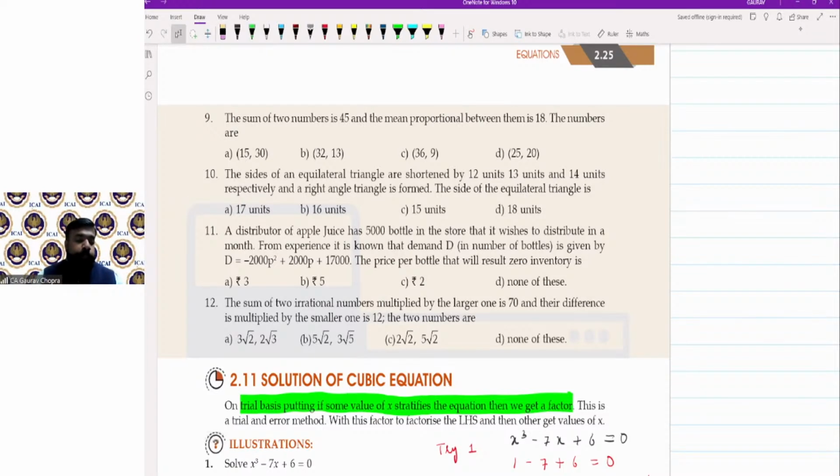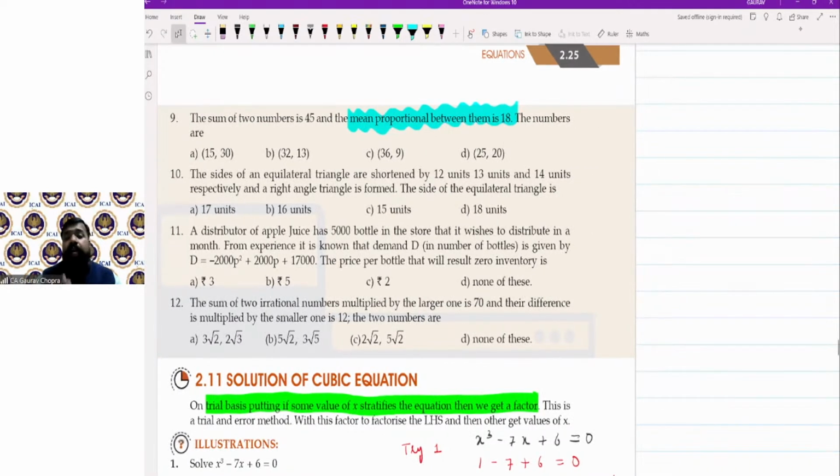Now the ninth one, the sum of two numbers is 45 and the mean proportional between them is 18. Now you have to recall the chapter ratio and proportion, and here the question is talking about mean proportional between them is 18. Mean proportional means the middle value. Then we have to find out the numbers. So sum is given, mean proportional is given. So just try with the option and check किसका mean proportional 18 होगा.